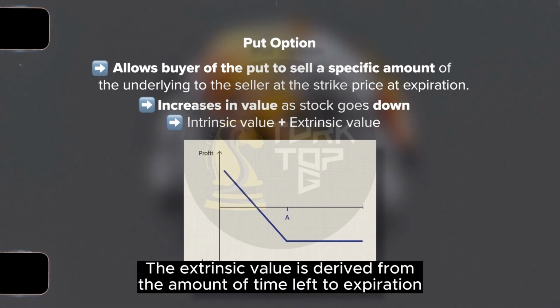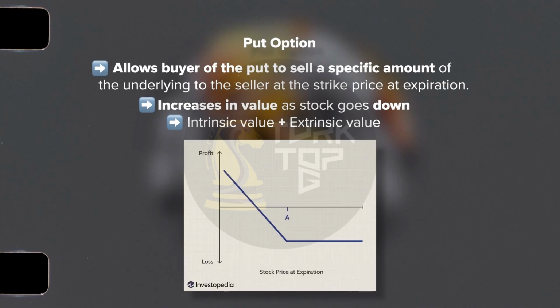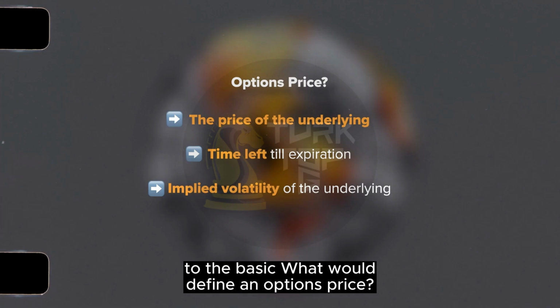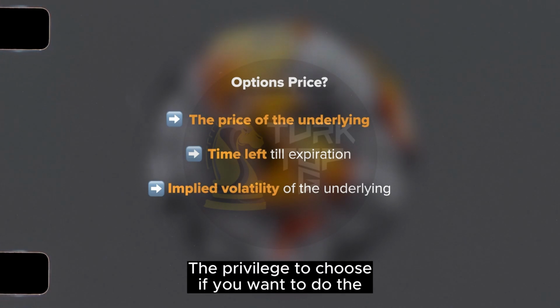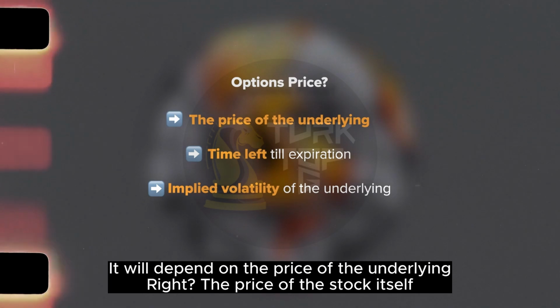The extrinsic value is derived from the amount of time left till expiration, because time allows the price to move in profit or not. So trying to tie it all back together, coming back to the basics, what would define an option's price? The privilege to choose if you want to do the deal on a certain date or not in the future will depend on what? It will depend on the price of the underlying, right? The price of the stock itself.